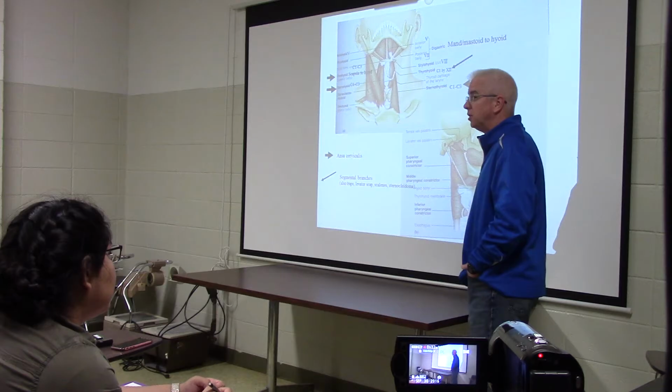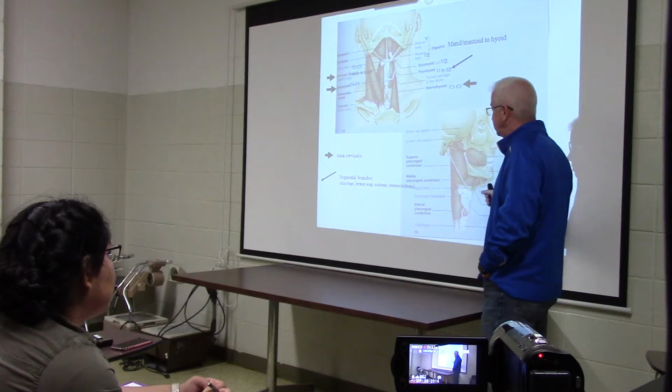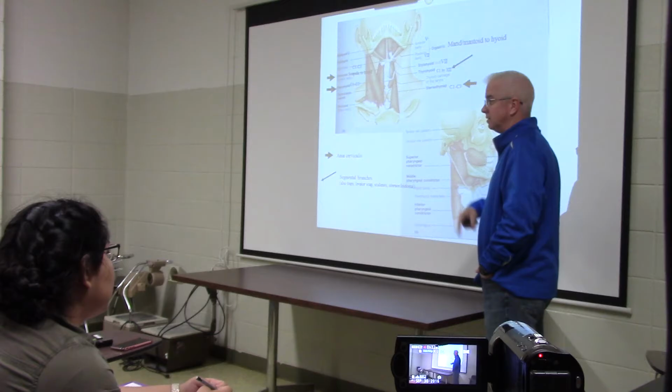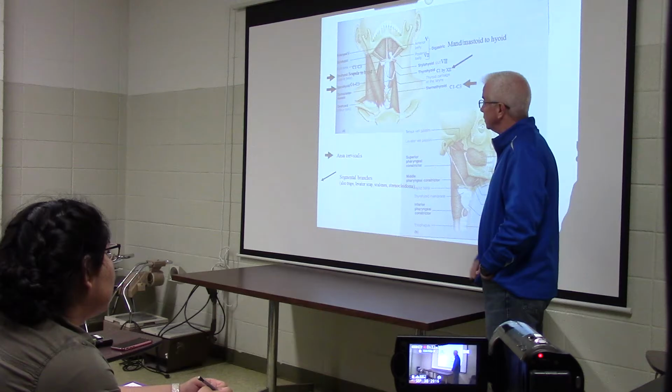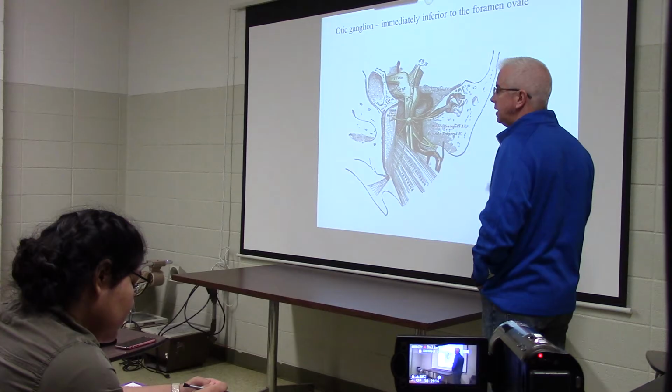All right, I really wanted to use this picture today to show you the mylohyoid, because that helps me identify where the submandibular ganglion is for cranial nerve 7. At the posterior border there, on the hyoglossus, that's where it is. Okay, the last one is the otic ganglion, and this one is immediately inferior to the foramen ovale.